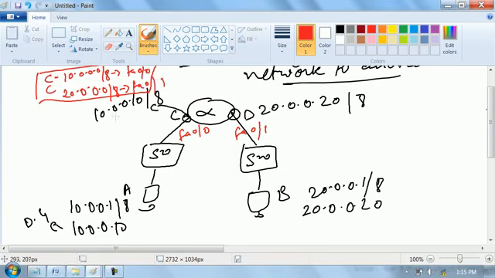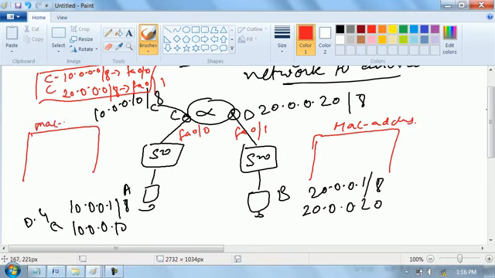Any problem to anybody? Switch will maintain a MAC address table. This switch will also maintain a table for communication. Four things are a must. We discussed that for communication we need how many things? Four things. What are those four things?